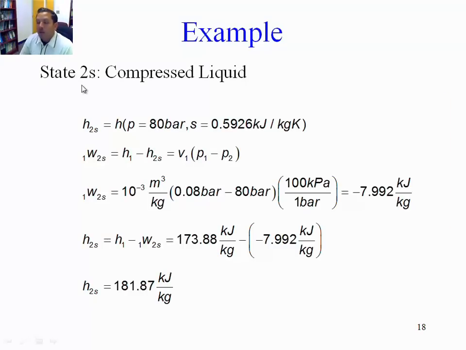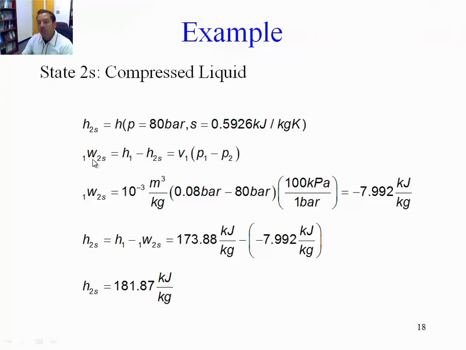So, how do we find out about state 2s? Well, it is compressed liquid in state 2. We know that the enthalpy of state 2 is given by the pressure of 80 bar and the known entropy of 0.5926. But instead of trying to go to the table at that pressure and that entropy, let's not use the compressed liquid tables because they're very limited.